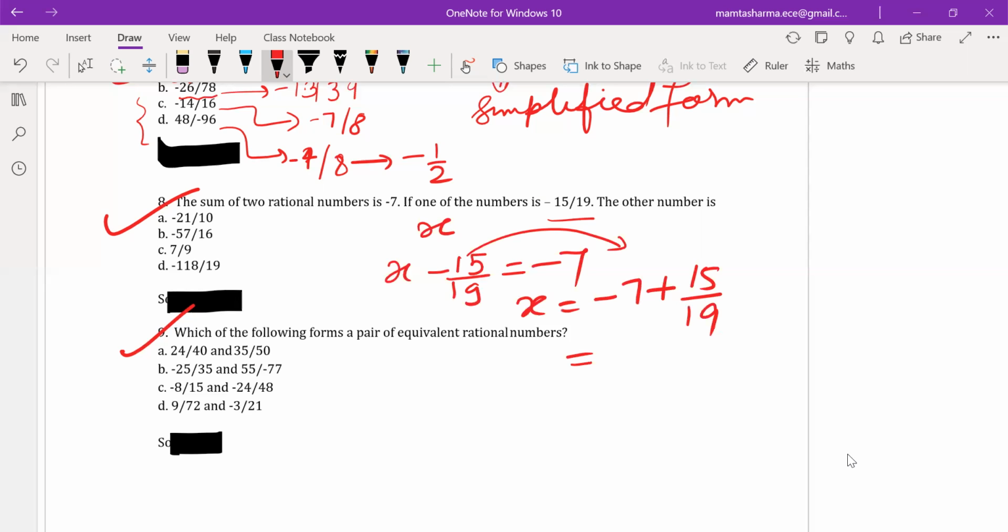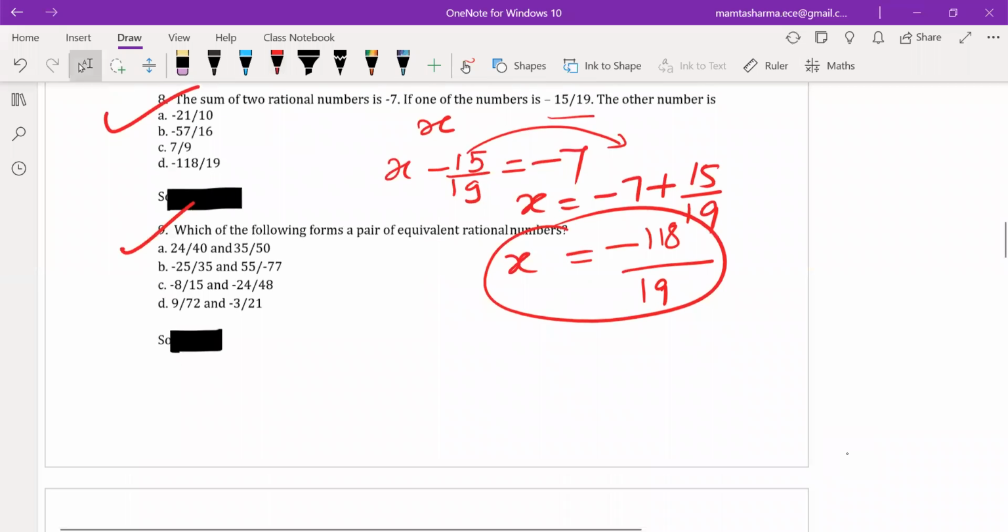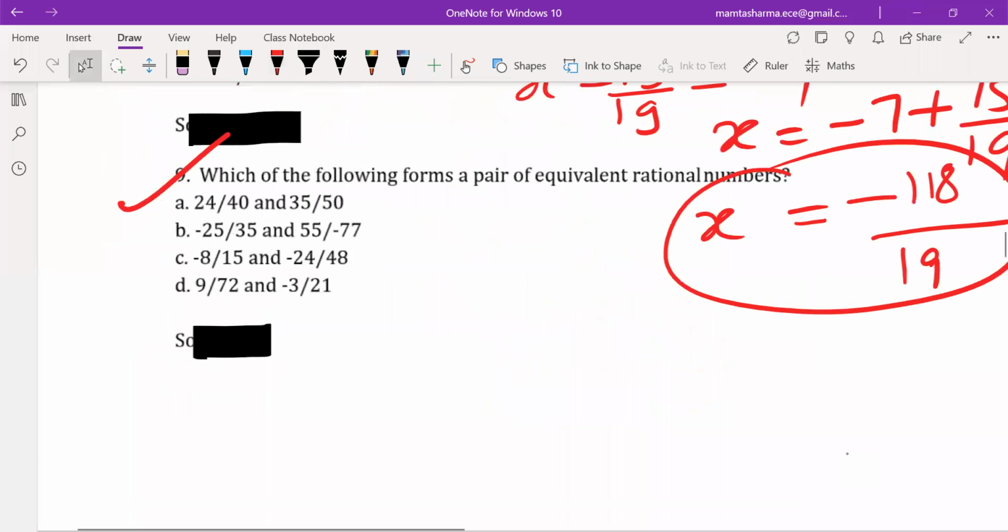Then I took the LCM, and the LCM is 19. So minus 133 by 19 plus 15 by 19. That is equal to minus 118 by 19. Okay, correct. So your x would be this one. Now, which of the following form a pair of equivalent rational numbers? Again, what you have to do?